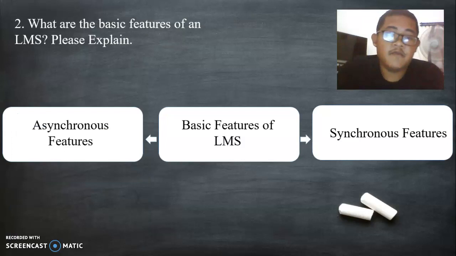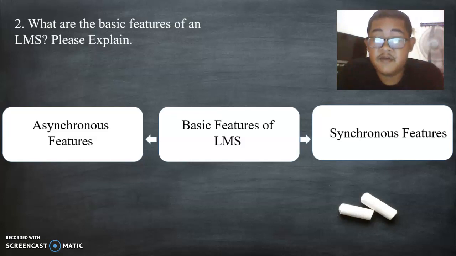Second one is, what are the basic features of an LMS? Please explain. The basic features of LMS are divided into two groups, the asynchronous features and the synchronous features. Asynchronous features include things like syllabuses. Syllabuses can be described as the overall outline of the learning activity. It includes things like objective, requirement, and etc.